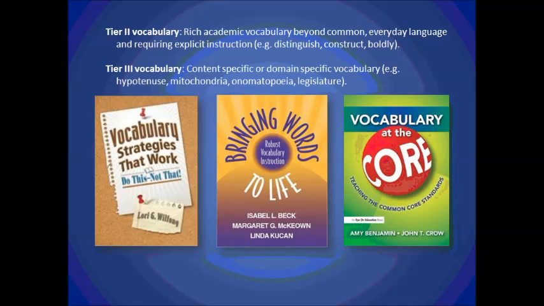Research would say that we teach that content-specific vocabulary, okay? Words like hypotenuse, mitochondria, onomatopoeia, bicameral legislation, all of those things. Research would say that we teach those words pretty well, and we do a pretty good job of building background knowledge because we anticipate that students are going to have a difficult time when they encounter those words in our content-specific classes. It's the Tier 2 vocabulary, though, that rich academic vocabulary that's beyond our everyday talk, beyond the talk that our students may hear in their own homes, that requires explicit instruction.